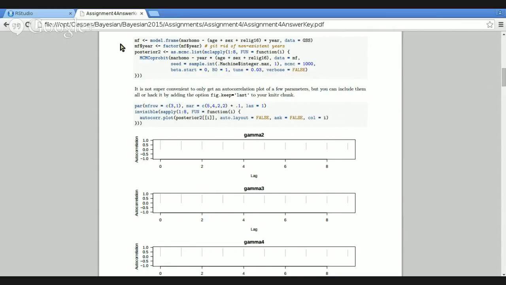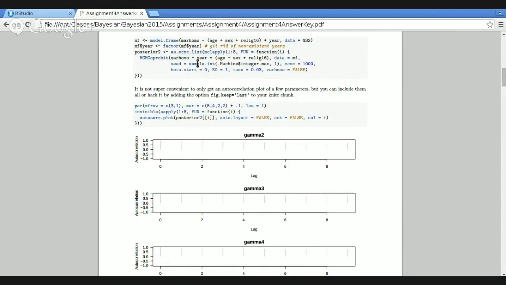The next line: in model frame, it's only going to keep the observations that are complete, but the year variable is still going to have categories that are empty for all the years in which this question wasn't asked. So if you pass that to the factor function, by default, it drops unused levels. And so the year in the MF data frame only has 1990, 2004, 2005, up to 2014. And so then you can do this in ordered probit.